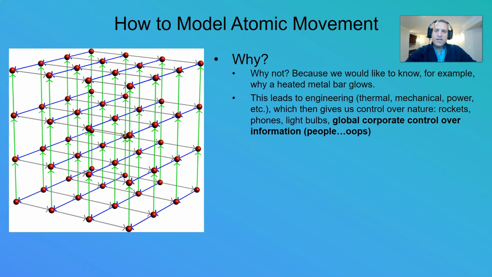It allows us to cook things, make rockets and phones and light bulbs, and unfortunately a side effect is also it gives global corporate control over information. Oops, we kind of didn't want that one, did we? Nonetheless, understanding existence, even something as simple as why does a heated metal bar glow, gives us power over existence once we understand why that is so, and what rules apply to such a phenomenon.